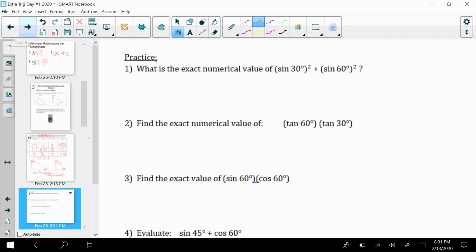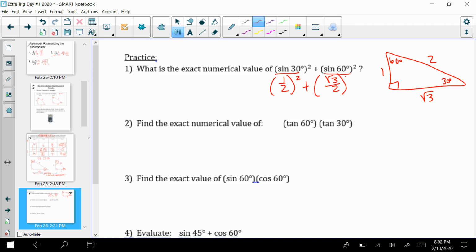Okay. So what is the exact numerical value of the sine of 30 squared plus the sine of 60 squared? So what you'd be doing is picturing your 30, 60, 90 triangle here. If you don't have it memorized, you should keep redrawing it until you do, so you can easily draw this picture. So the sine of 30 is going to be 1 over 2, which is 1/2 squared, plus the sine of 60 is radical 3 over 2 squared.